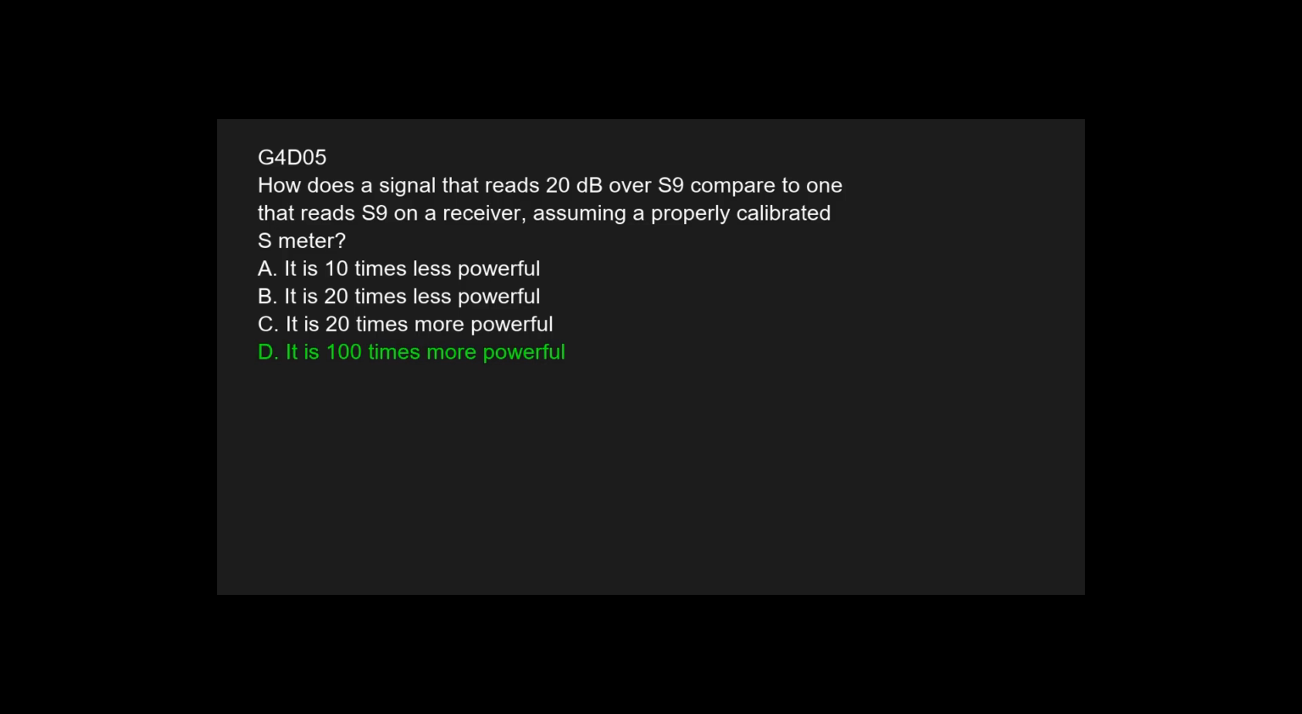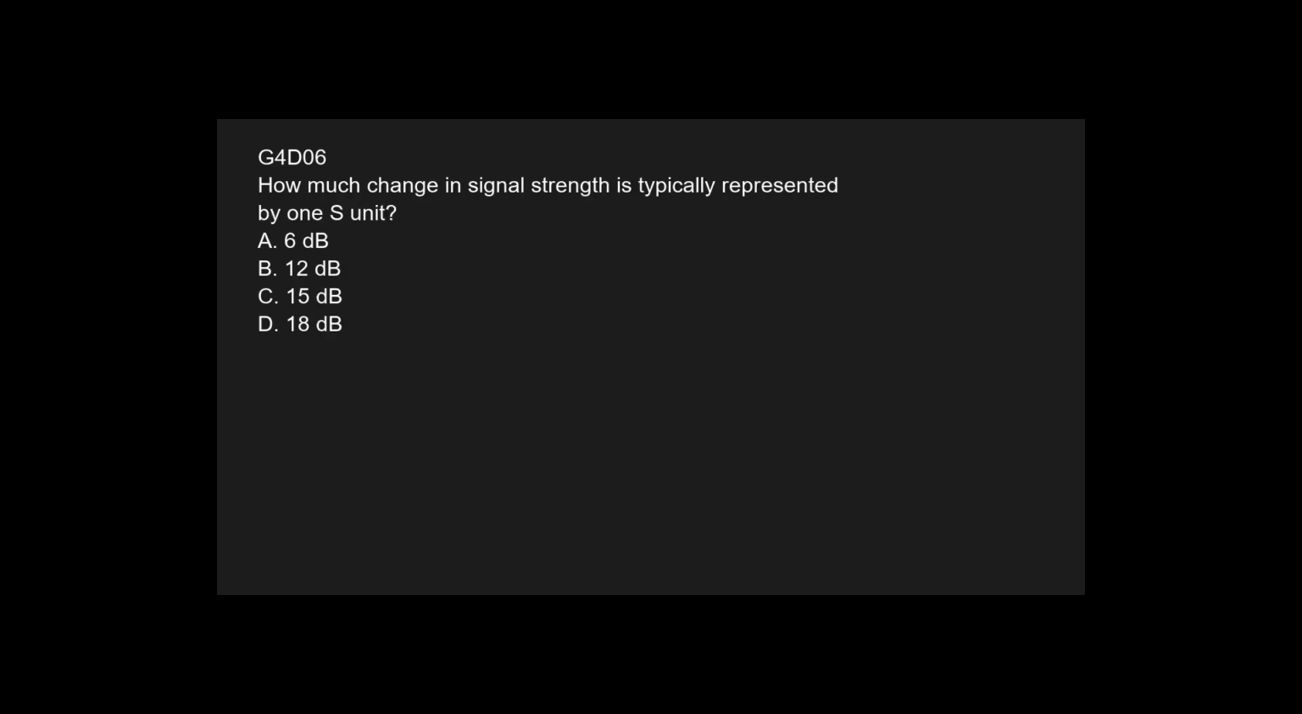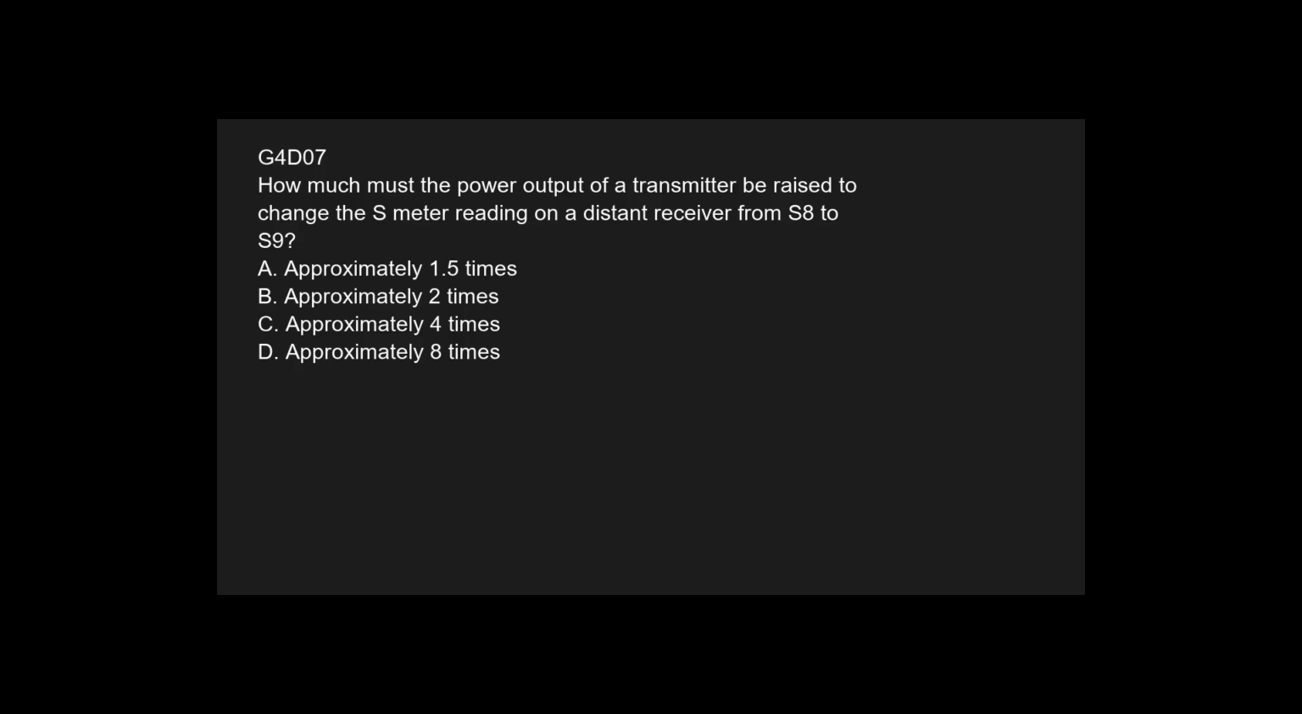The correct answer is D. It is 100 times more powerful. Question: how much change in signal strength is typically represented by 1 S unit? The correct answer is A. 6 dB. Question: how much must the power output of a transmitter be raised to change the S-meter reading on a distant receiver from S8 to S9?